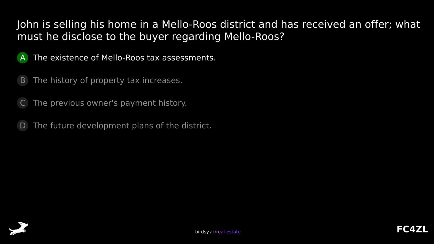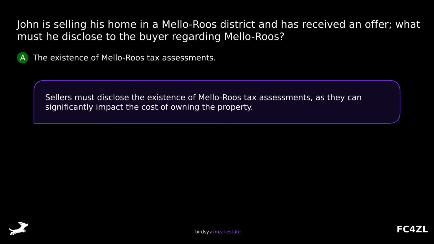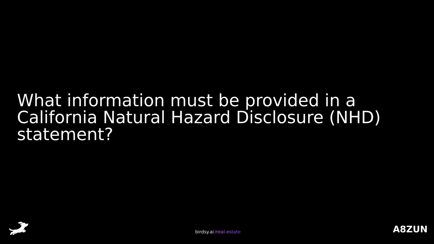The answer is A, the existence of Mello-Roos tax assessments. Sellers must disclose the existence of Mello-Roos tax assessments, as they can significantly impact the cost of owning the property. What information must be provided in a California natural hazard disclosure statement?